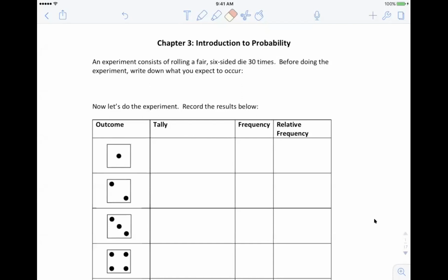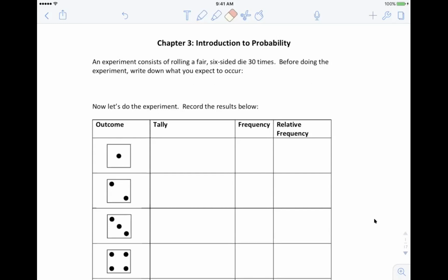So here's an example. We'll do some games to get some of the concepts down. We're going to do an experiment where we roll a fair six-sided die and we're going to do it 30 times. Before we do that experiment, what would you expect to occur?